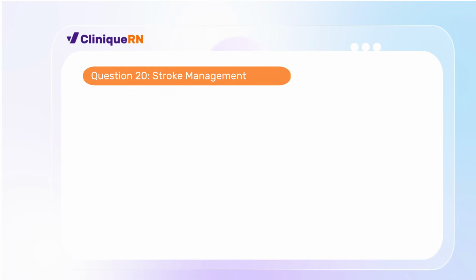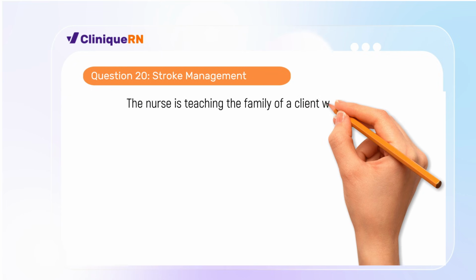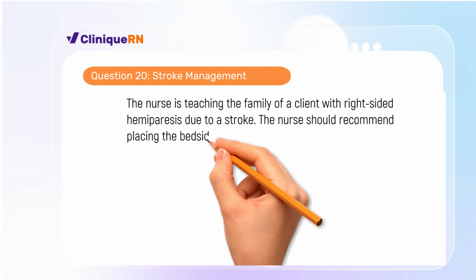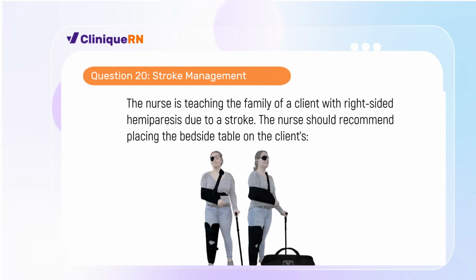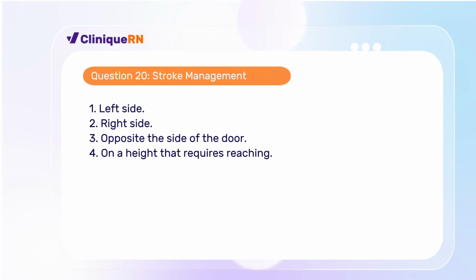Question 20. Stroke management. The nurse is teaching the family of a client with right-sided hemiparesis due to a stroke. The nurse should recommend placing the bedside table on the client's 1. Left side. 2. Right side. 3. Opposite the side of the door. 4. On a height that requires reaching.